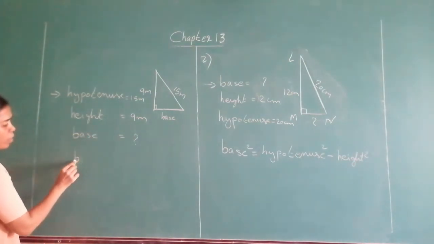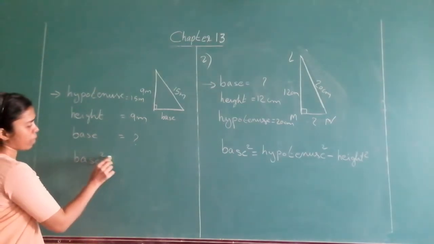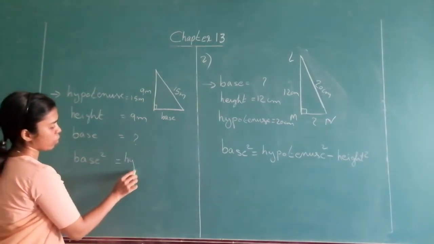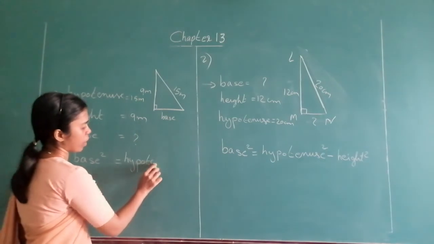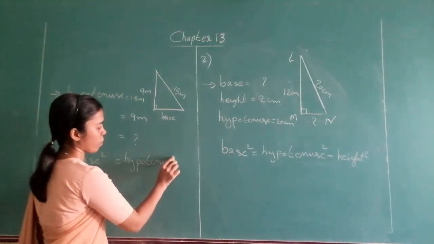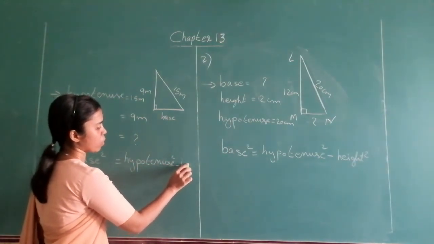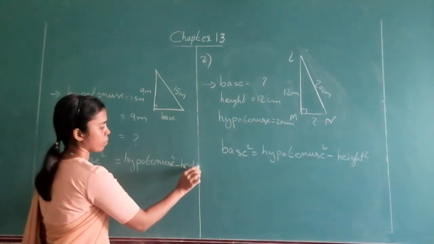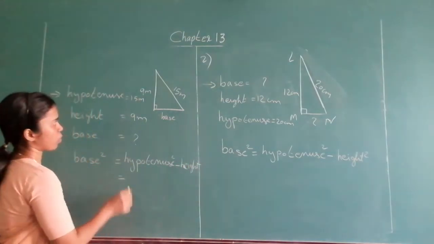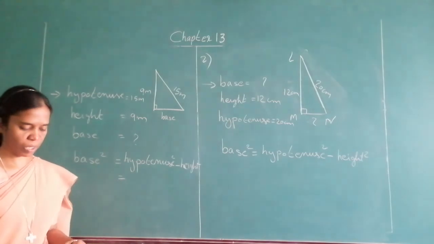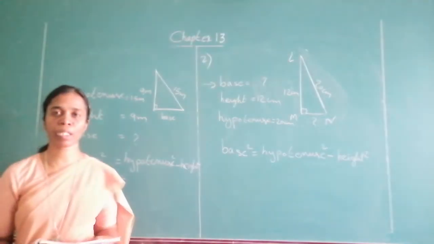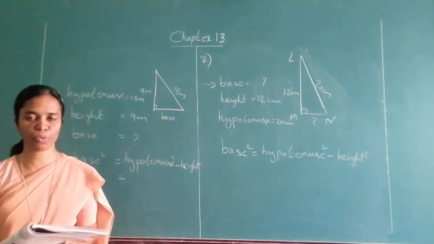Now since base is what you have to find out, again you write the formula. Base square is equal to hypotenuse square minus height square. That is equal to, substitute the values and you will get the answer. And please write the concluding statements for it.